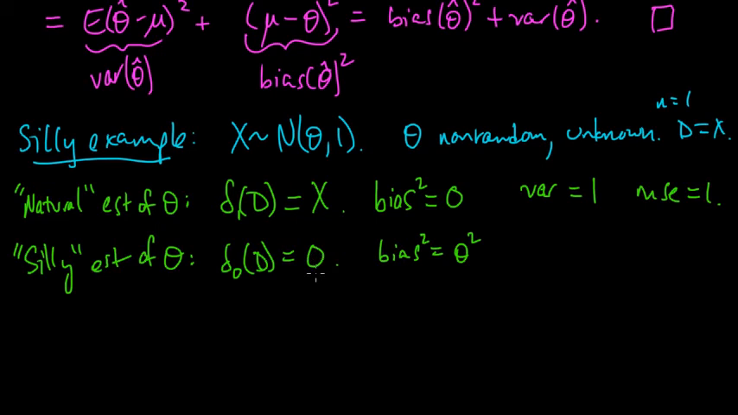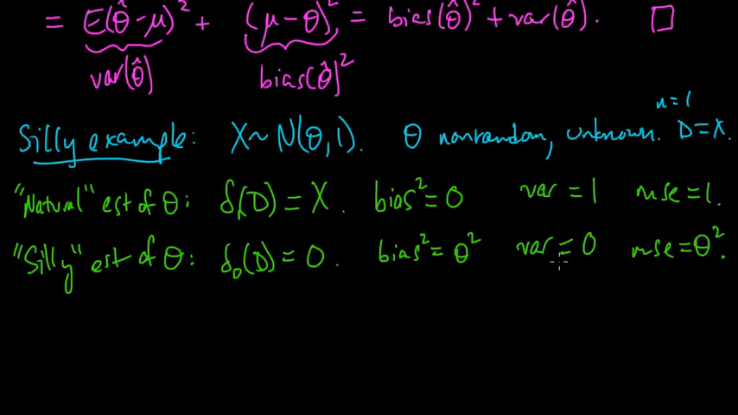Remember, the bias is the difference between the expected value of the estimator and the true value. The expected value of 0 is 0, of course, and the true value is theta, so the bias squared is theta squared. The variance, what is the variance? The variance of this is just a constant, right? So the variance is 0. And so the MSE is theta squared.